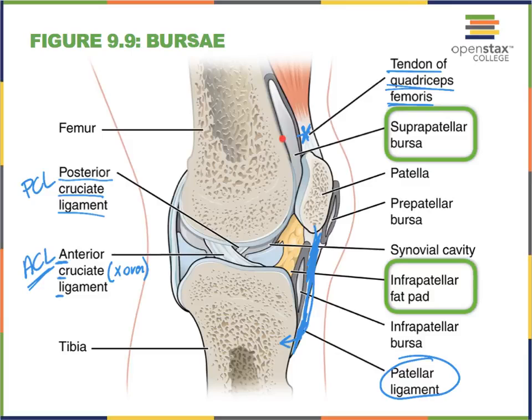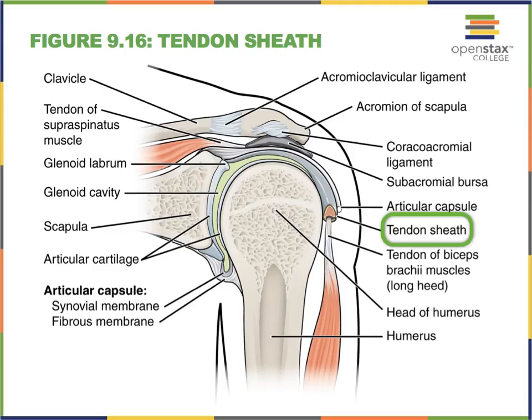And here we see a bursa again that separates a hard spot from a softer spot. So that's what the bursae do. Now, tendon sheaths do something very similar. They're again going to sit between a hard and a softer spot, or perhaps between two hard spots. But they are going to wrap themselves around a tendon.